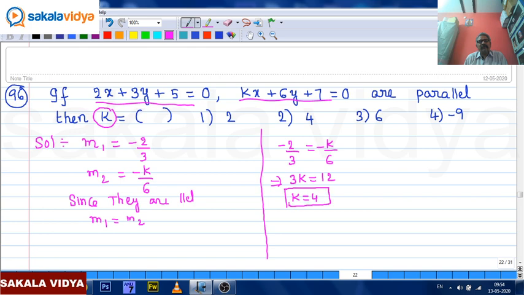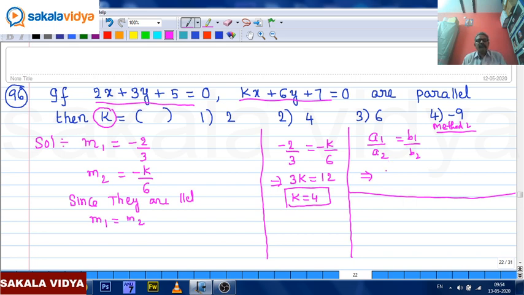This is one method. Second method: a1 by a2 equals b1 by b2, which means 2 by k equals 3 by 6. This will be 1 by 2. Therefore, k equals 4. That means the second option is the right option.